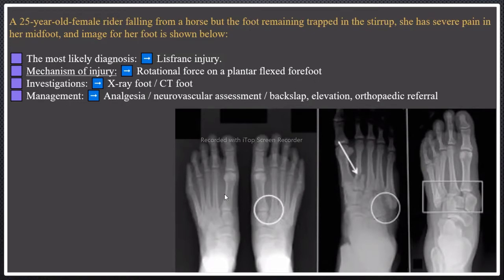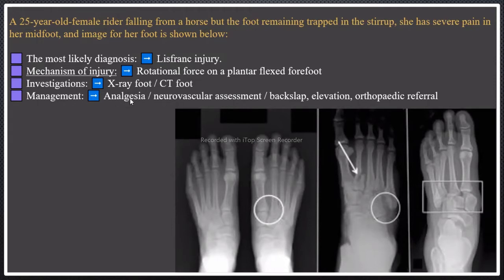Investigation, as you see here, X-ray. If they give you X-ray and ask you for investigation, it will be CT. So if they ask you without X-ray, what is the initial investigation? X-ray. If they give you X-ray, what is the next investigation? CT. Management. You can fix this management for any orthopedic case. Remember that, please.